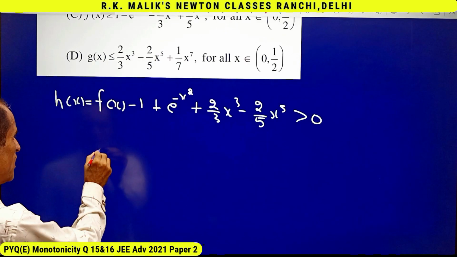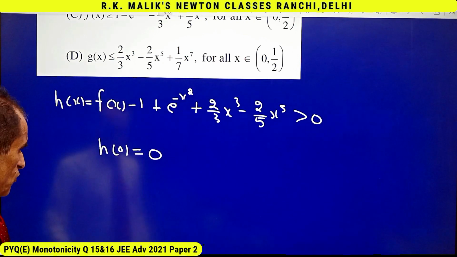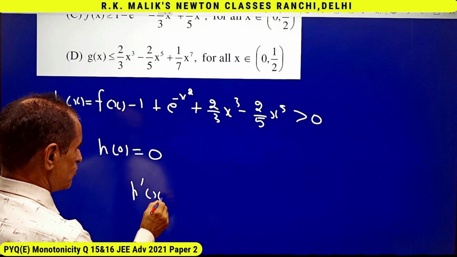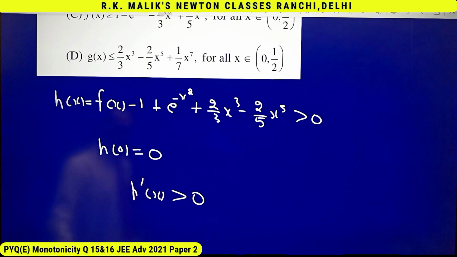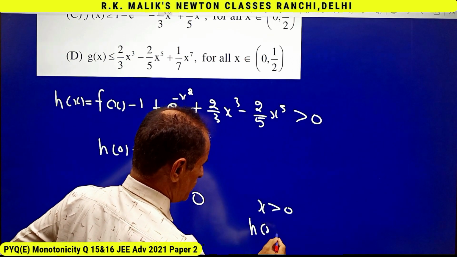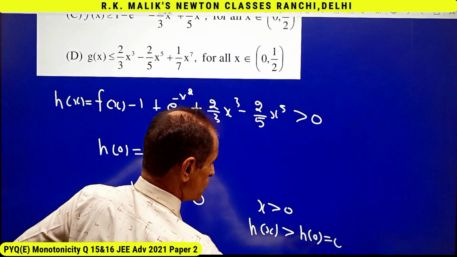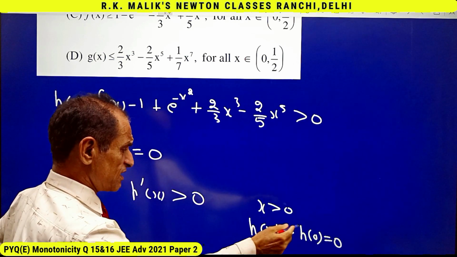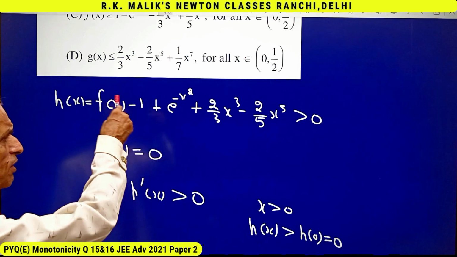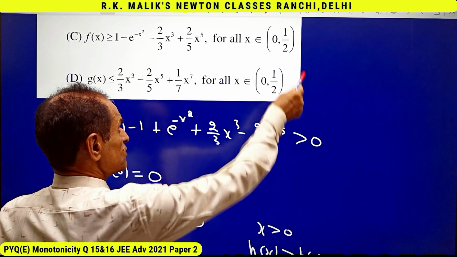It is clear that h(0) is equal to 0 because f(0) is 0. Hence I can say if h dash x is found to be greater than 0, it will mean that for x greater than 0, h(x) will be greater than h(0), and this is 0. Hence it will mean that h(x) is greater than 0. This is a procedure I am going to use. This will become surely correct if h dash x is found to be greater than 0 for these values of x.